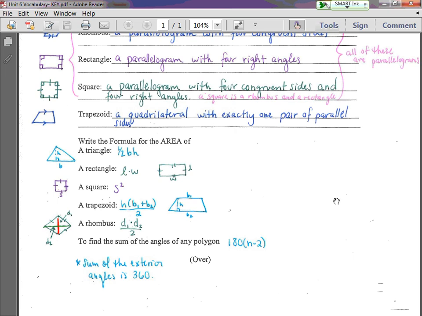And then our last thing down here, to find the sum of the angles of any polygon, this is actually what we're diving into today. So it's 180 times n minus 2. And then I'll just write this note at the bottom. It's the other thing that we're learning today. Sum of the exterior angles is 360. So go ahead and add that in there just so you can use your vocab as a reference sheet as we go throughout the unit.